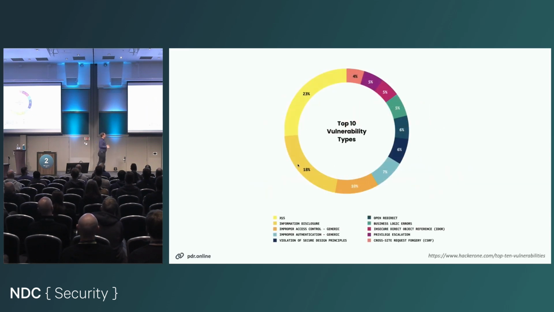Actually, I found some stats from HackerOne, a bug bounty platform, and XSS is like the big bright yellow chunk on top. 23% of their vulnerabilities are cross-site scripting. And if you search a vulnerability database for XSS, the results just keep coming and coming and coming. It's everywhere. It's very hard to prevent cross-site scripting, and when it happens, the consequences are devastating.